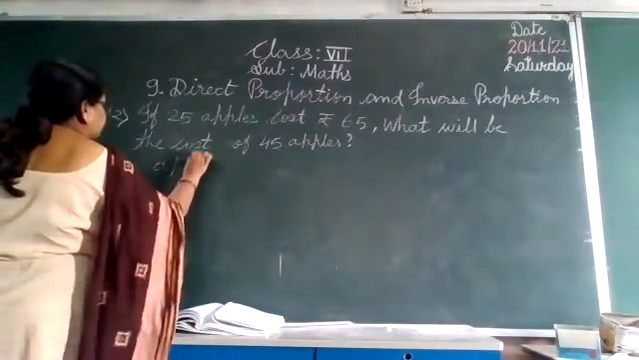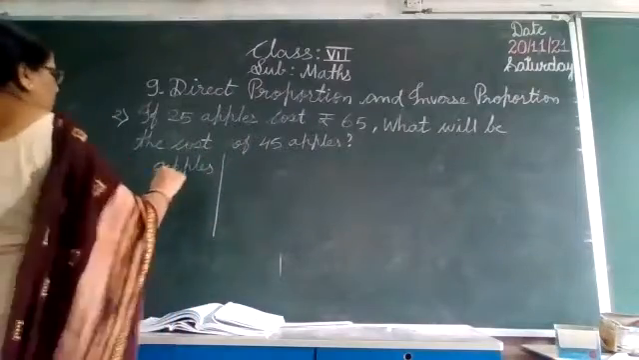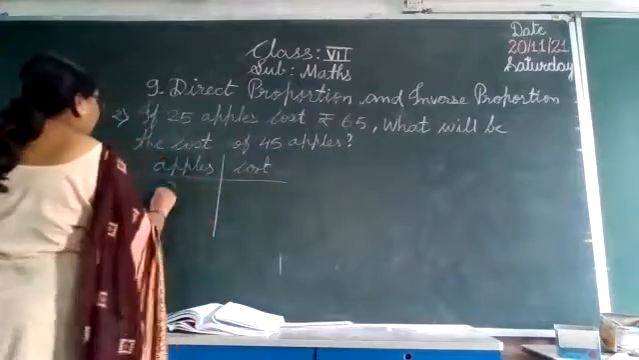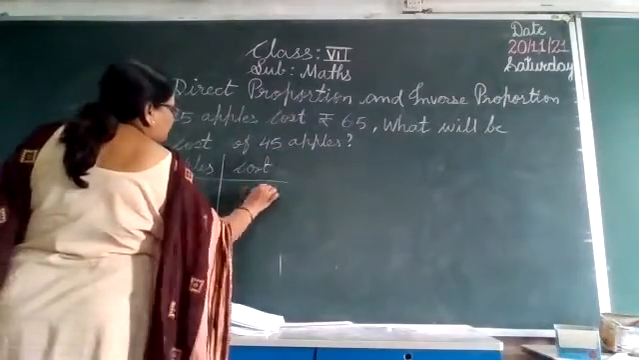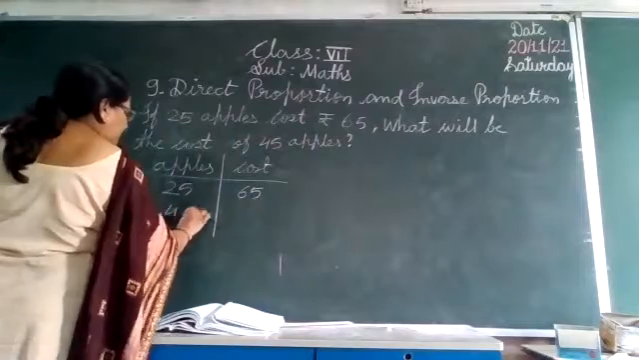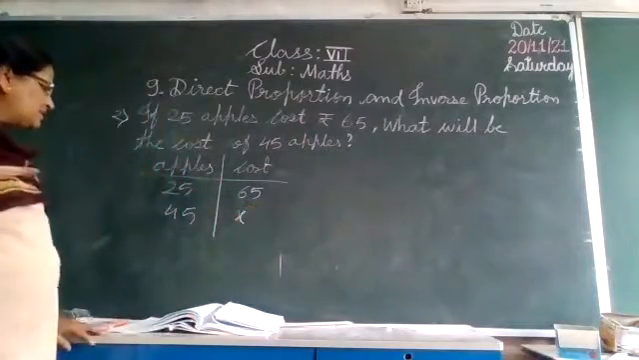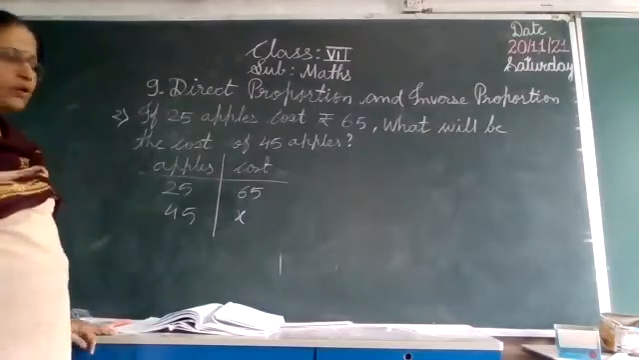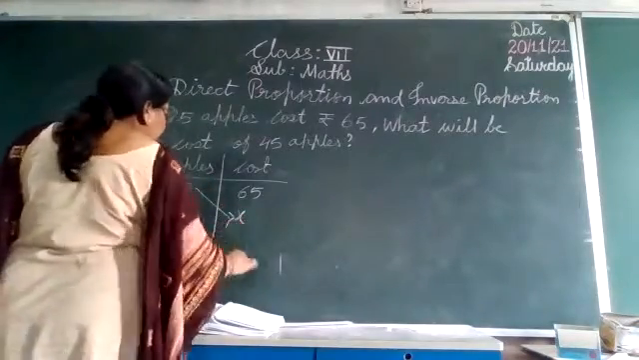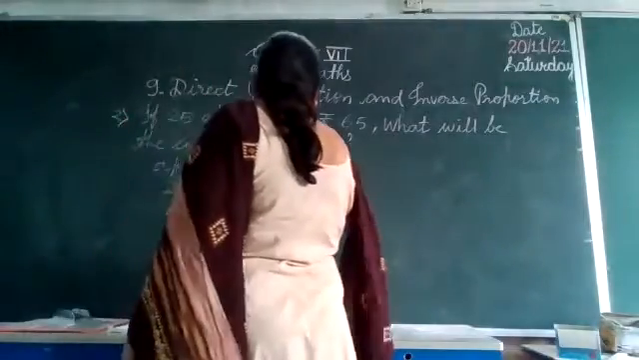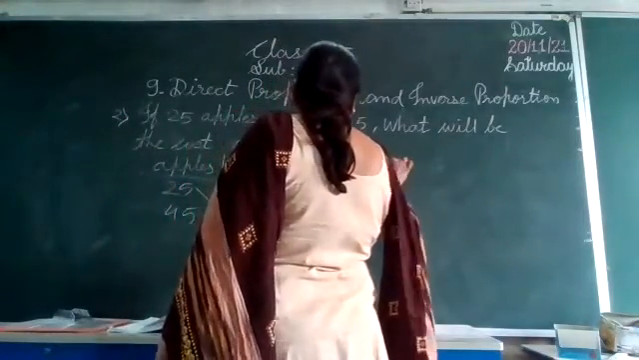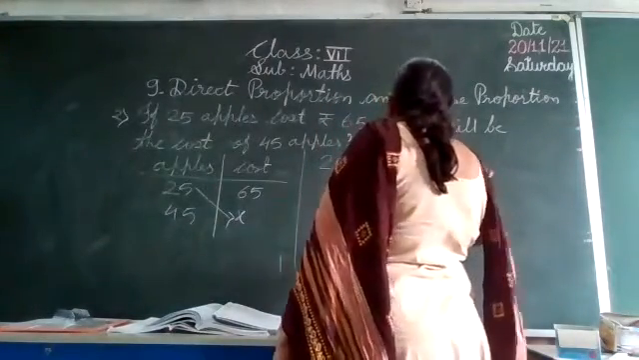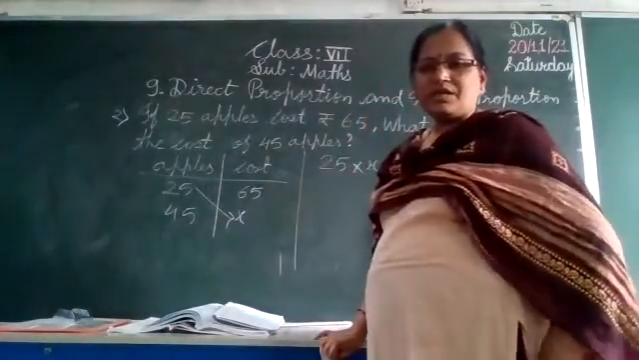Apples, cost. Okay. 25 apples cost rupees 65. So cost of 45 apples is X. So let X be the cost of 45 apples. Direct variation. Okay. That's why we will cross multiply. 25 multiplied by X equals 45 multiplied by 65. So it becomes a simple linear equation.